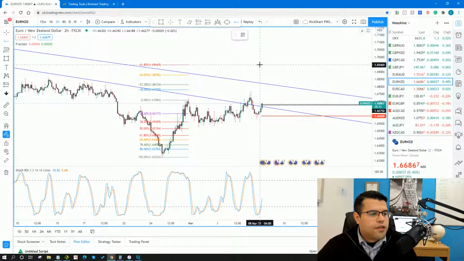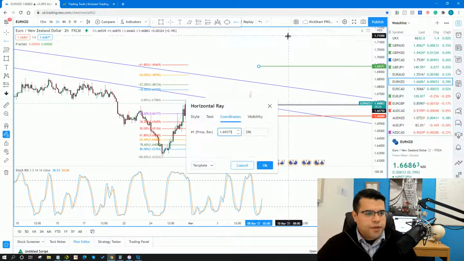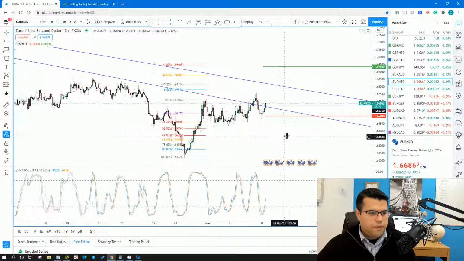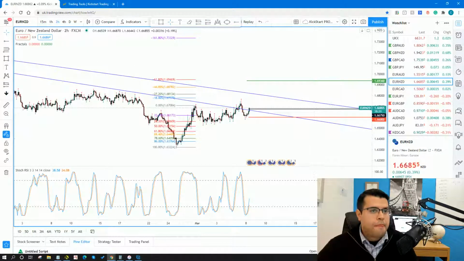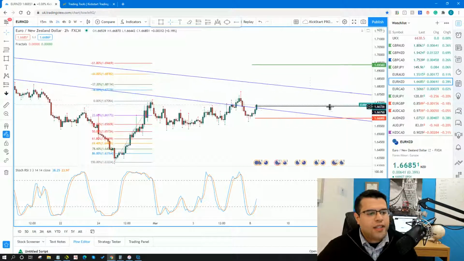69.46, that'd be 69.36. That would be one of my options here. 69.36. So that would be 261 pips and risking 75 to get there. So not a bad deal at all, really.